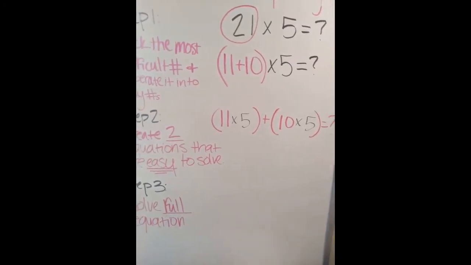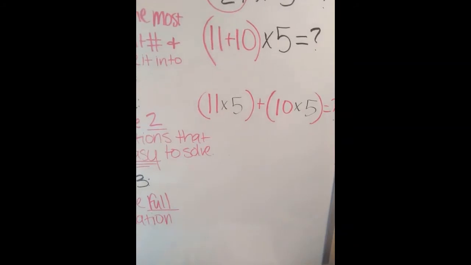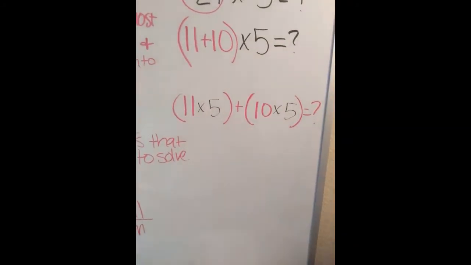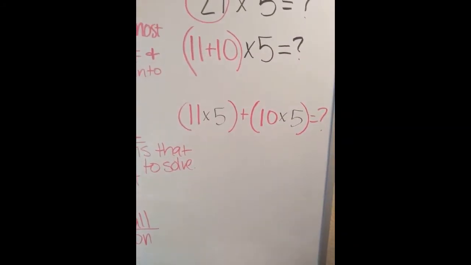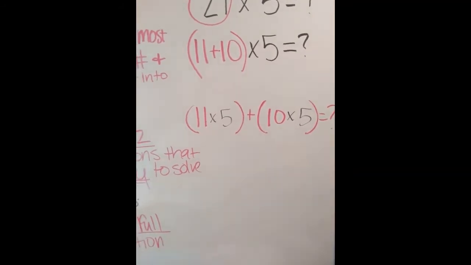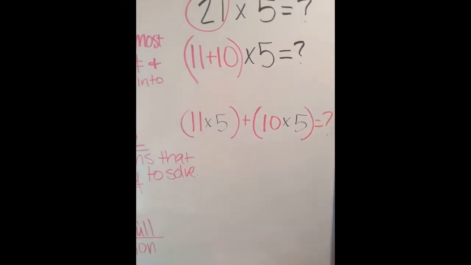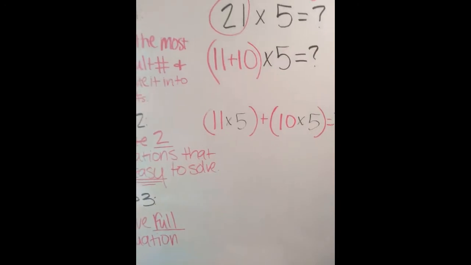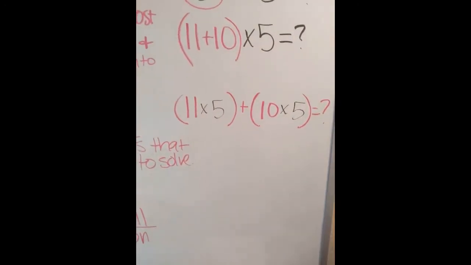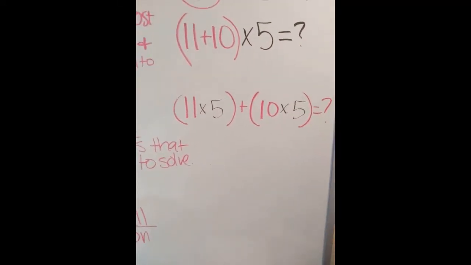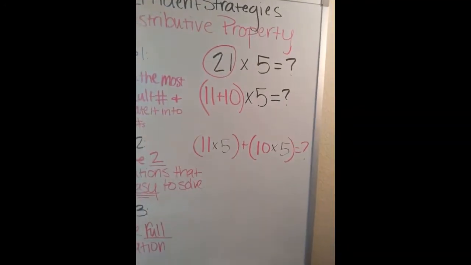For step 2, for the 21 times 5 equation, I wrote 2 equations that look like this: parentheses 11 times 5, parentheses, plus, parentheses 10 times 5, parentheses, equals the number that we're looking for, okay? So the two equations that you make have to still have all the components of 21 times 5.